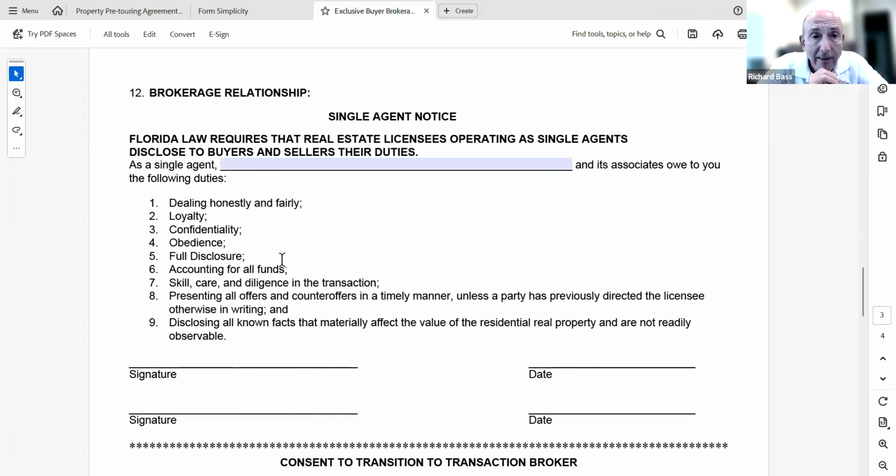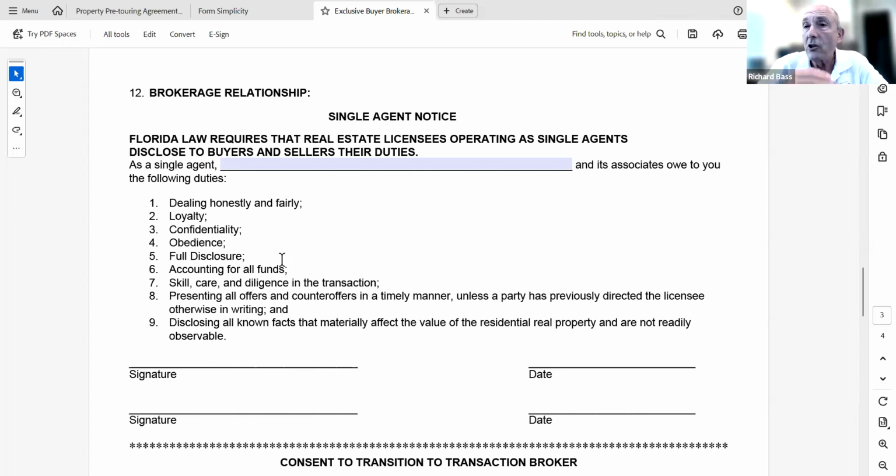Confidentiality means anything that you tell me during this process, even after it's done, all of that stays with me. If you tell me that you've got a job transfer and you've got to be down here within 30 days and you need to buy a house within that time frame because you've got to get your kid registered in school, I'm not sharing that with anybody. Because if we do, you lose a whole lot of negotiating power.